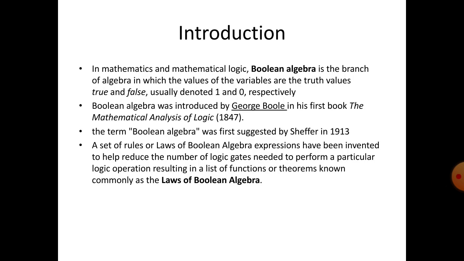Introduction. In mathematics and mathematical logic, Boolean algebra is the branch of algebra in which the values of the variables are the truth values, true and false, usually denoted 1 and 0 respectively. Boolean algebra was introduced by George Boole in his first book, The Mathematical Analysis of Logic, in 1847. The term Boolean algebra was first suggested by Sheffer in 1913.